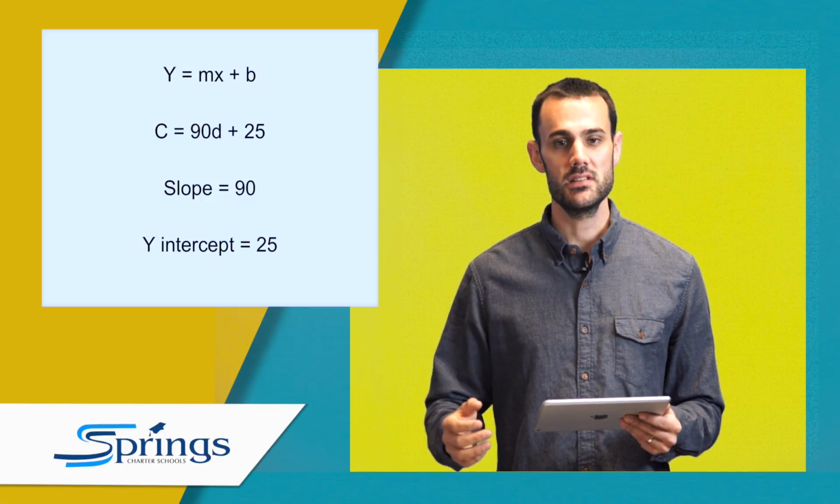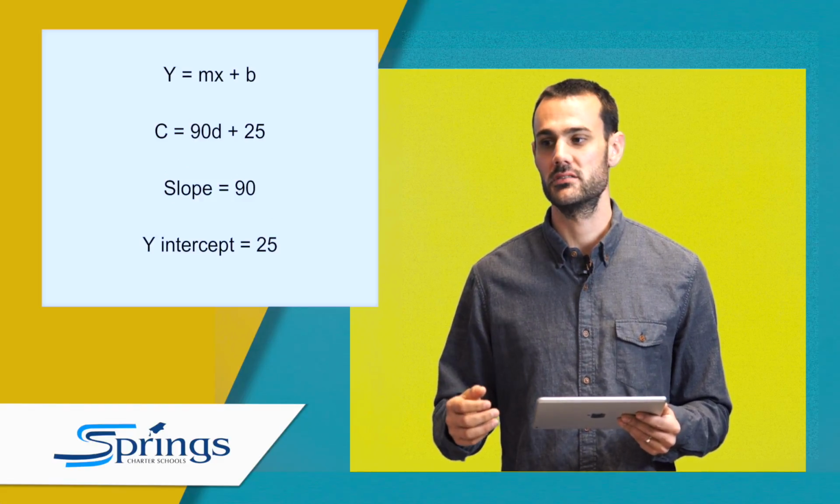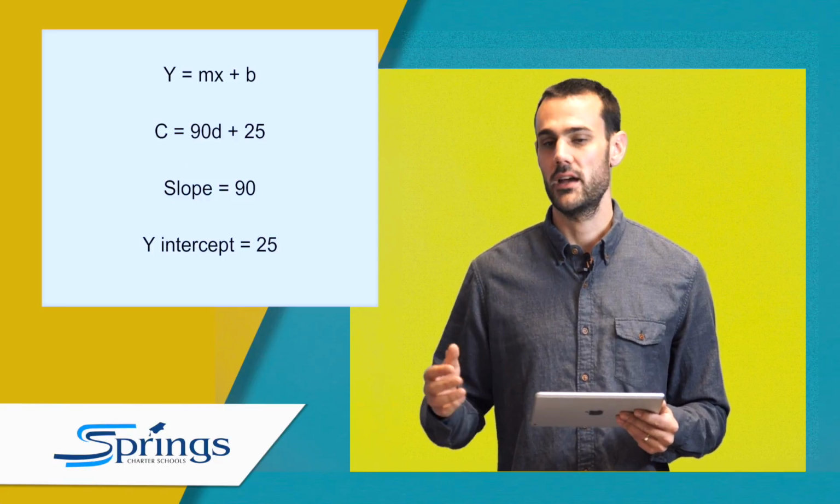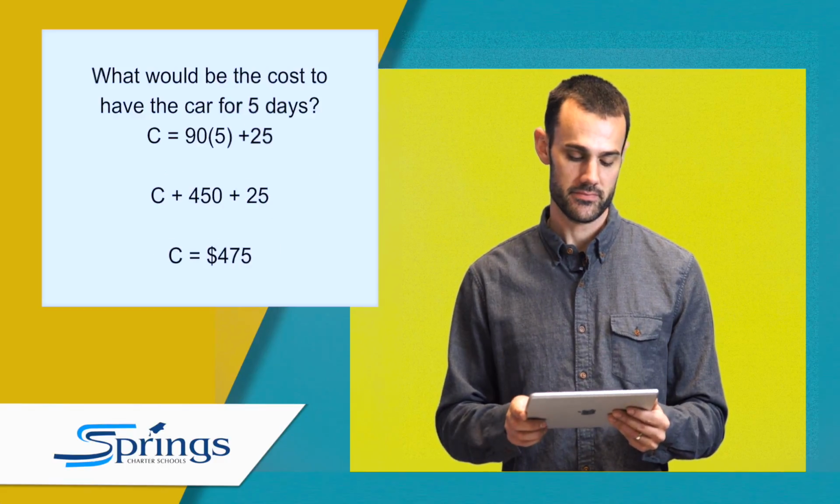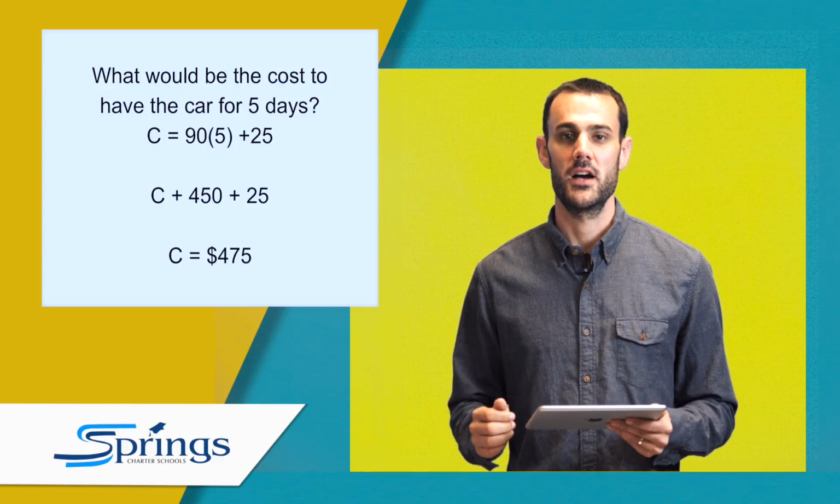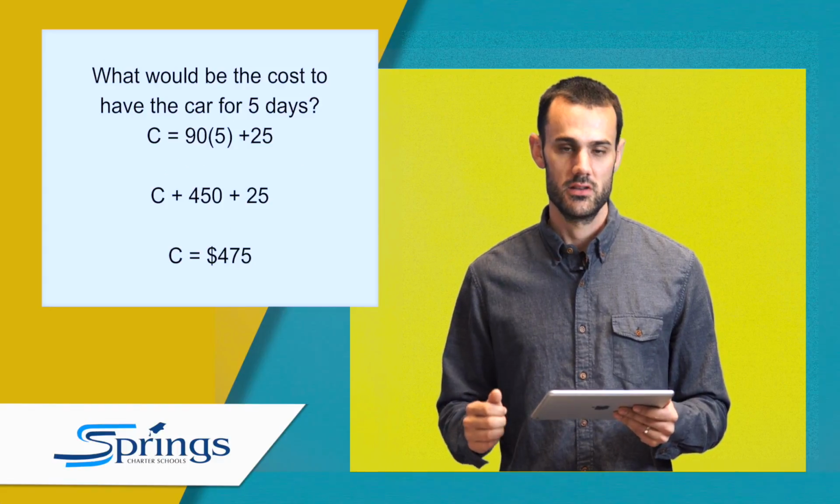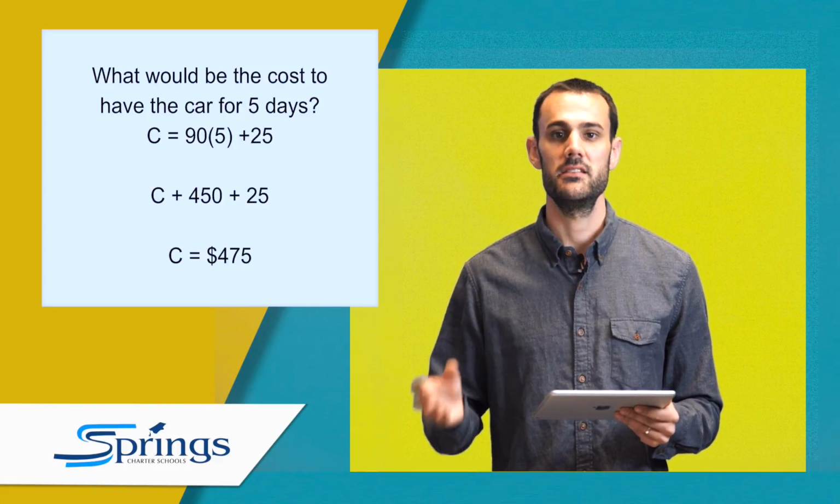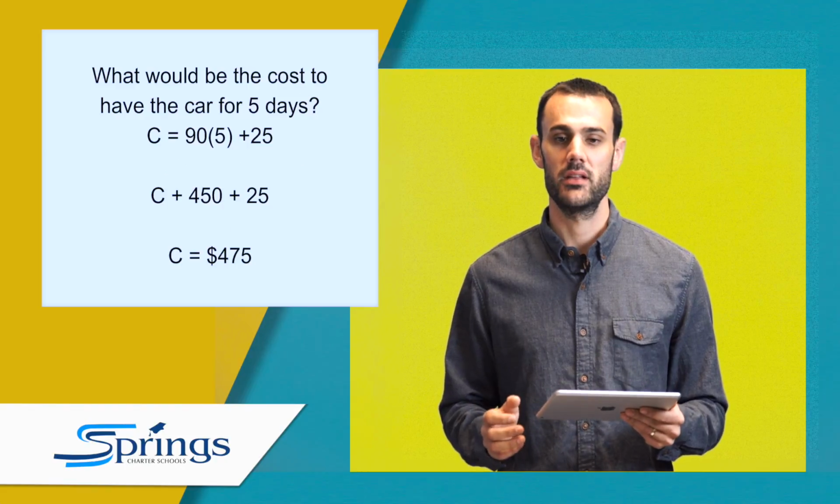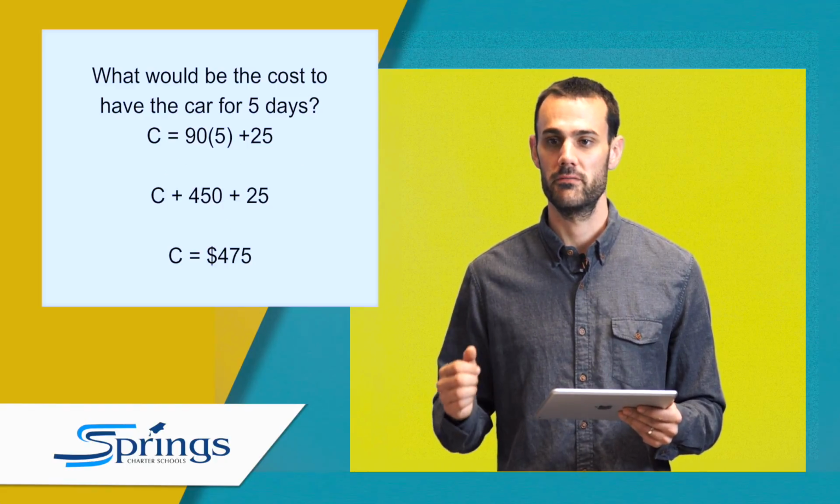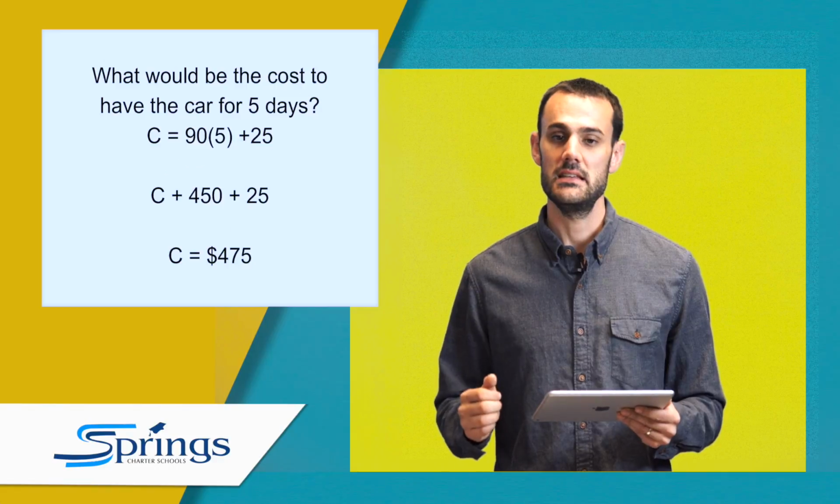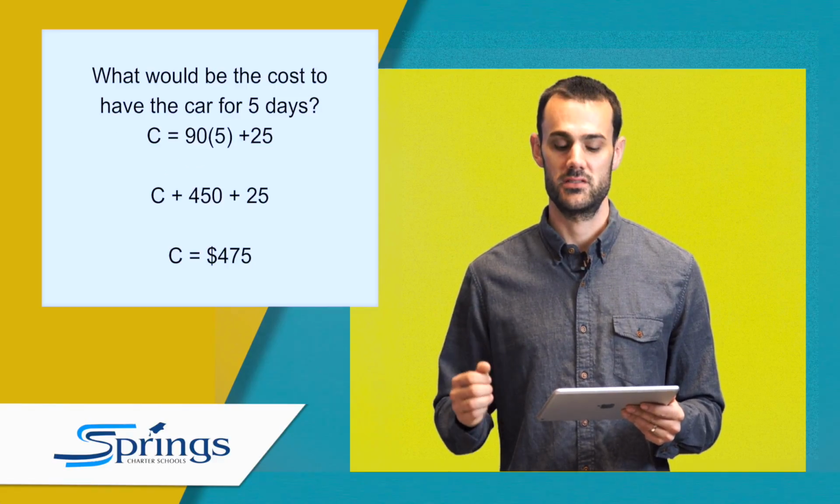So now we can use this equation to figure out what it would cost to have this car for 1 day, 5 days, or 50 days. So we're looking at what the cost would be for a total of 5 days. So we're going to insert that 5 in for the value of x, multiply, and then add to find our total cost. So C equals 90 times 5 plus 25.